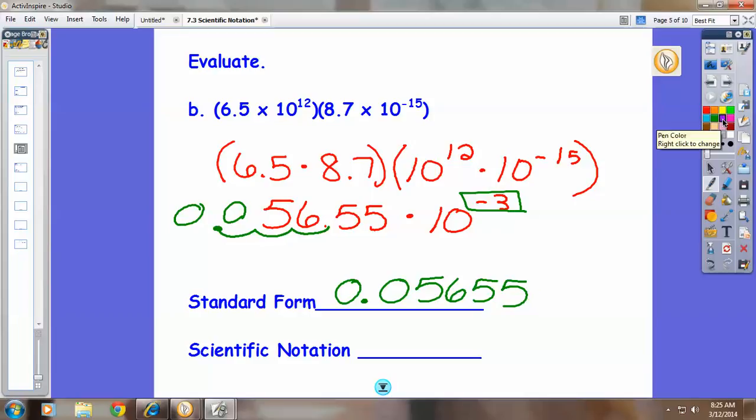So let's go backwards. Let's go to scientific notation now. We're going to move our decimal to the right 2 places. So 5.655 times 10 to what power? And why is it negative 2 as opposed to a positive 2? That's a small number, isn't it? So our exponent's going to be a small number. Any questions so far? Let's do one more to do together, and then we'll look at some division.